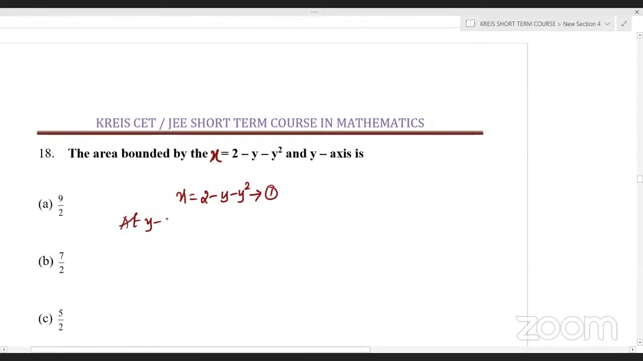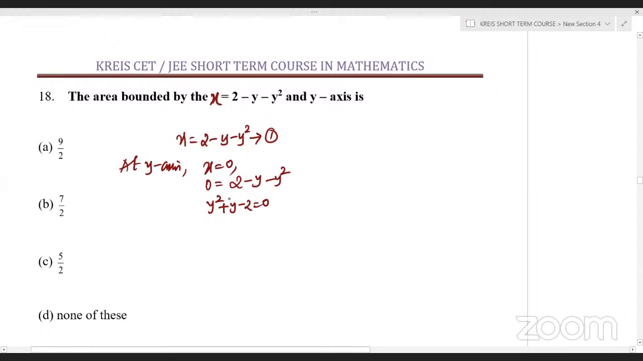You know that at y axis it is always x is equal to 0. So if you substitute x is equal to 0, it is 0 is equal to 2 minus y square, or y square plus y minus 2 is equal to 0. You get a quadratic equation in y. We will solve this one. It is y square plus 2y minus y minus 2 is equal to 0. Y into y plus 2 minus 1 into y plus 2 is equal to 0. Y is equal to minus 2 and y is equal to 1 you get.